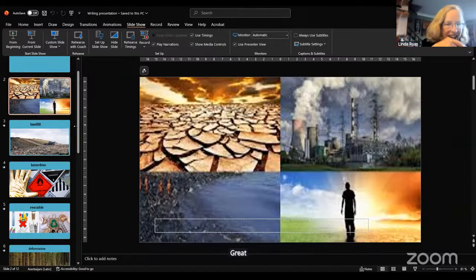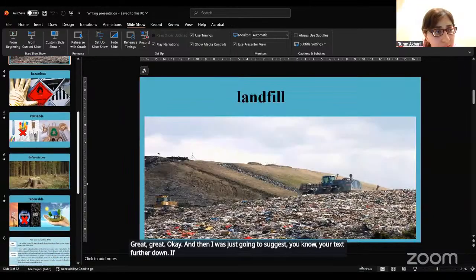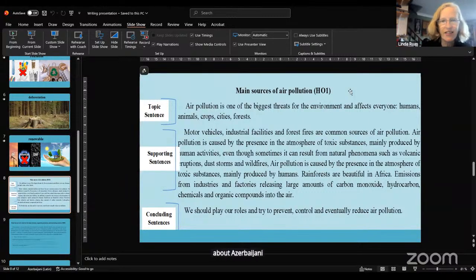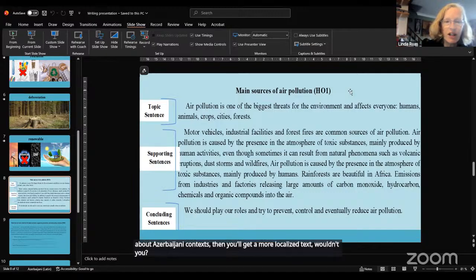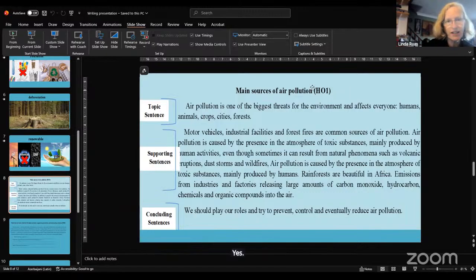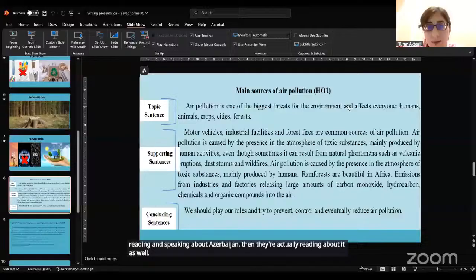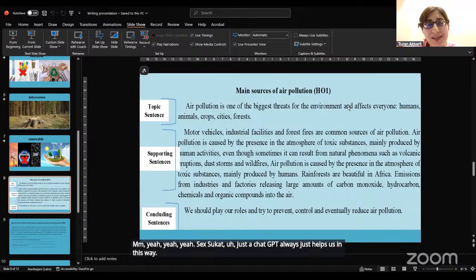Great. Okay. And then I was going to suggest, your text further down. If you just copy the text and put it into ChatGPT and ask for this same text about Azerbaijani contexts, then you'll get a more localized text, wouldn't you? Have you tried doing that? Putting it into ChatGPT and saying, make this about relevant issues in Azerbaijan, then as well as speaking about Azerbaijan, they're actually reading about it as well. Yeah. Thanks to God, ChatGPT always helps us in this way. Yes, I use it.